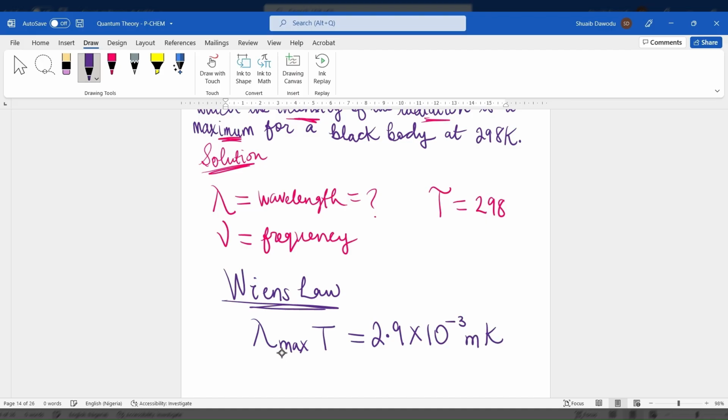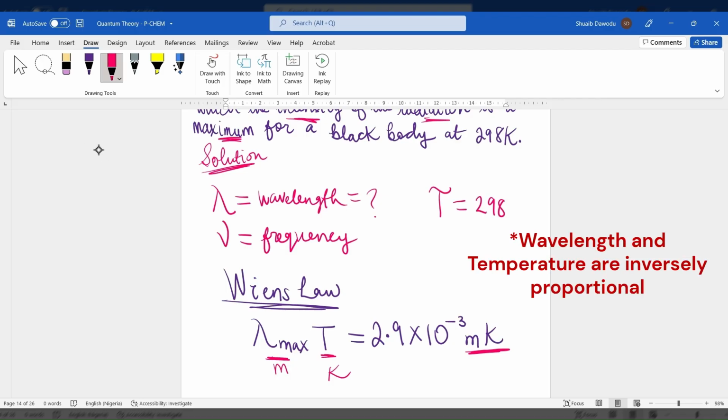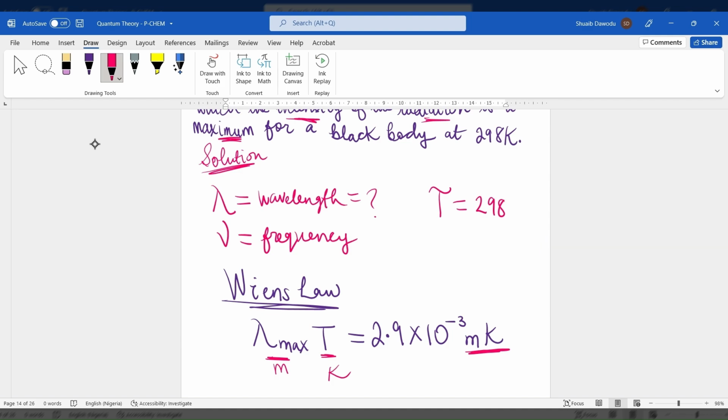Of course, you already know that the unit for the wavelength at maximum is meters and the unit for temperature is Kelvin, hence why we have meter Kelvin here. I just wanted to mention that you need Wien's law, and the wavelength and temperature are inversely proportional. So as the temperature increases, the wavelength becomes shorter and shorter, meaning the frequency increases, leading to a higher intensity of radiation.